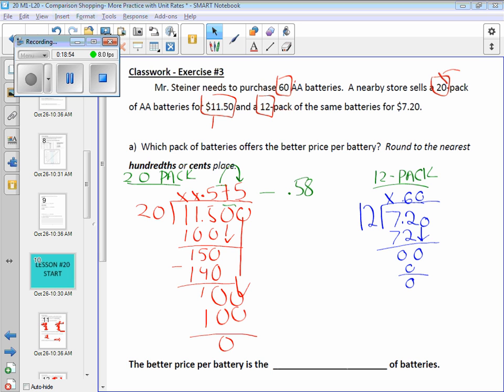Come on, I should see more hands than this. RGL. Better deal is the 20 pack, which usually is the case, guys. If you go to Costco or BJ's, the more you buy, the more you save. That's usually the case. Not always, but. Tyler.